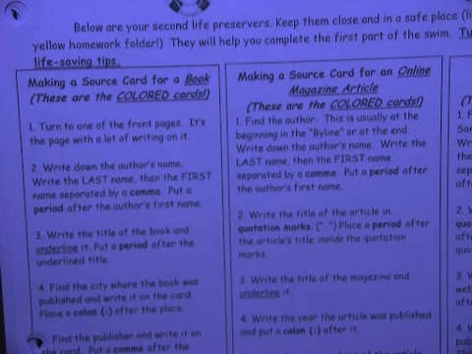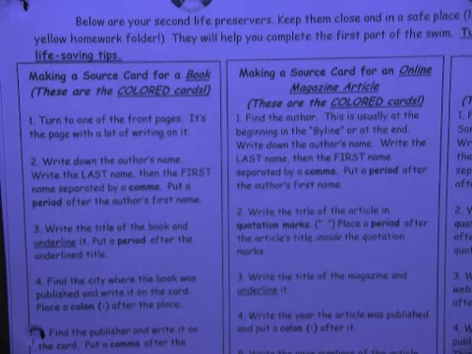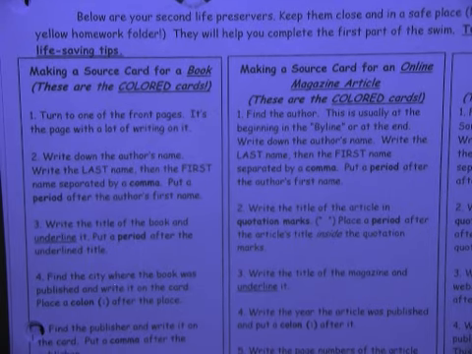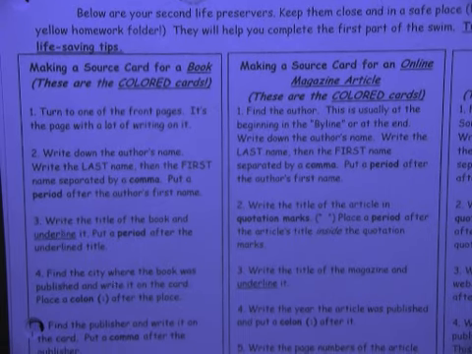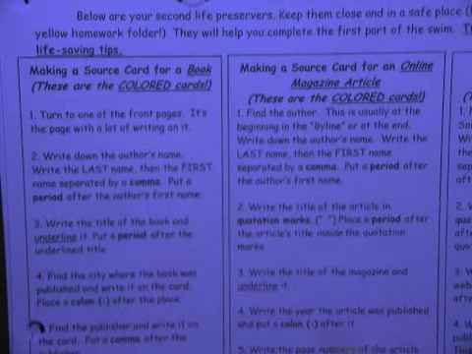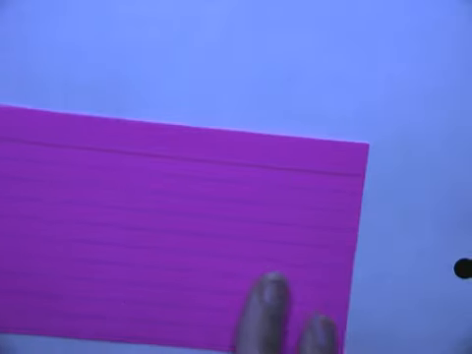We're going to take a look today at how to cite a book source. Now, you should have this handy purple sheet in front of you where I have spelled it out for you step by step how to do this. We're going to go ahead and take a look at our book source. So first we have what kind of note card? There you go, I ruined it for you, the colored note card. And our first step is that we need to turn to the front pages. It's the page with a lot of writing.